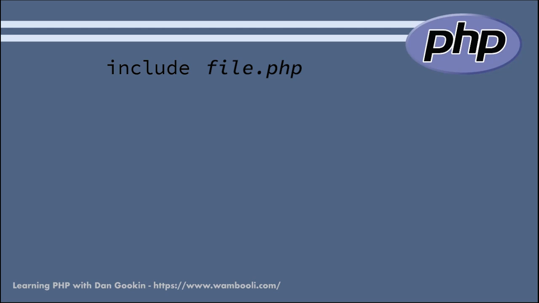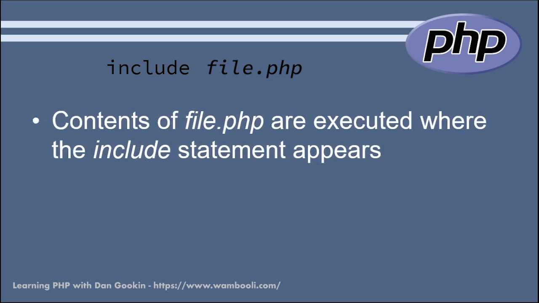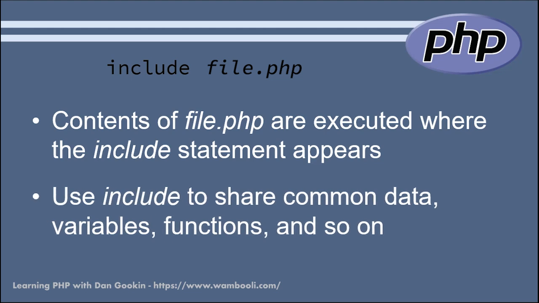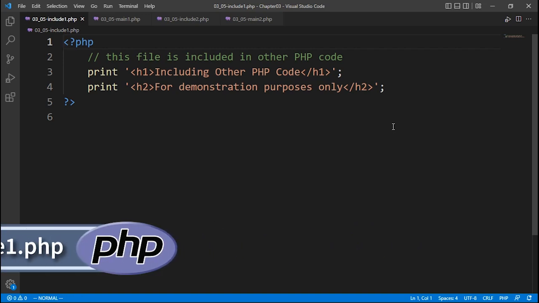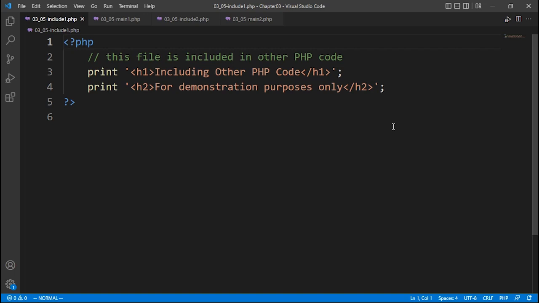name to the file. The contents of this PHP file are executed in the code on the same line where the include statement appears. You can use include to share common data, variables, functions, and other information. This file contains only PHP code, no HTML. I use this type of include file for headers on my web page as boilerplate. This technique allows me to make a change to a single file and then see it reflected in every PHP file that includes the code.